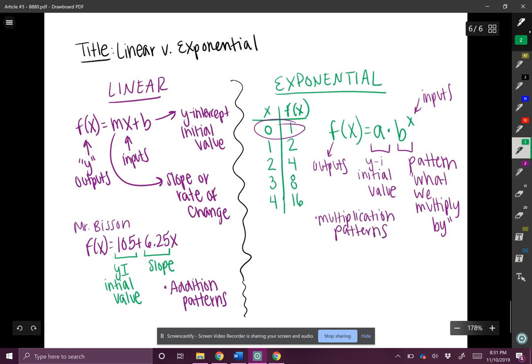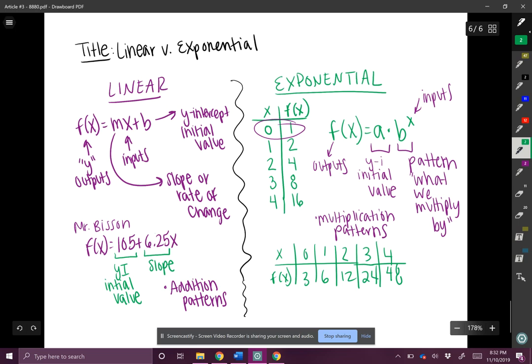So a quick example, if we want to look at another one, if we said we had x, I'm writing my table sideways here, and f of x, and we saw it was 0, 3, and 1, 6, and then 2, 12, and then 3, 24, and then 4, 48, and so on. I'm noticing that my change isn't adding by the same amount every single time. It's doubling in a sense.